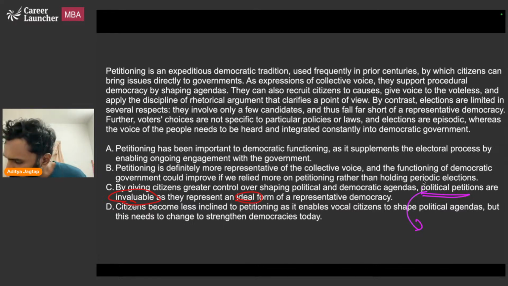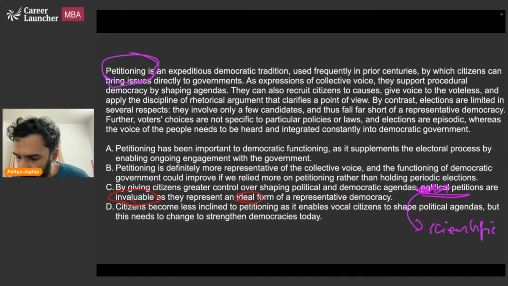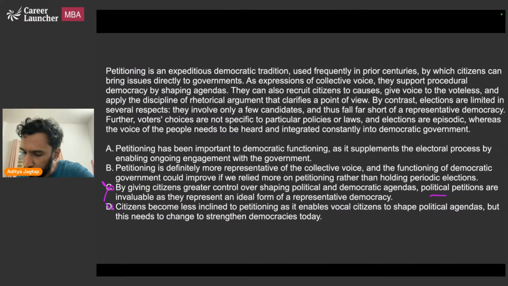It's like saying, let's say if I replace this with scientific petitions, equally incorrect, right? We aren't saying a specific kind of petition, we are saying petitioning in general. So this idea of political petitions also makes C incorrect. By the way, these are previous year questions that we are discussing.